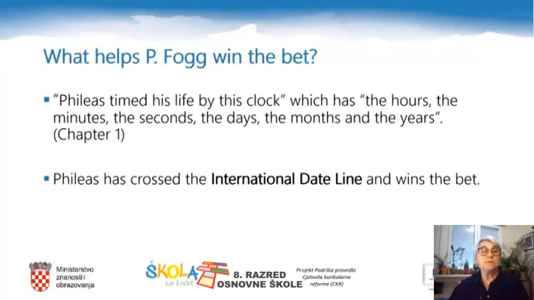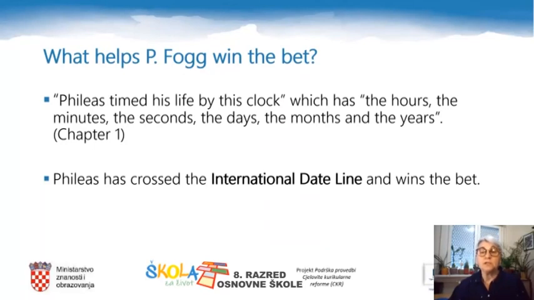I told you that Mr. Fogg was a very punctual gentleman and a very detailed one, and we know that if we read the book from this sentence here. Where he lived, he had a clock, and he timed his life by the clock, which has the hours, the minutes, the seconds, the days, the months, and the years. And he always knew the precise time.